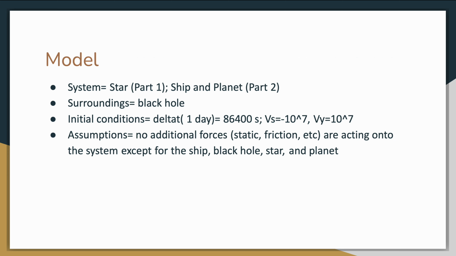The system for part 1 is the star, and the system for part 2 is the ship and the planet. The surroundings for both parts is the black hole. Initial conditions: we assume that delta t, which is 1 day, is 86,400 seconds, and that Vx is negative 10^7 and Vy is 10^7. We assume that there are no additional forces, such as static or friction, acting upon the system except for the ship, black hole, star, and planet.